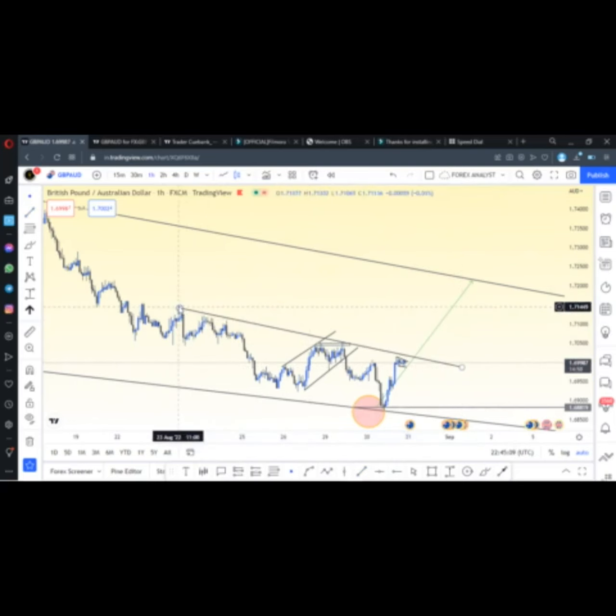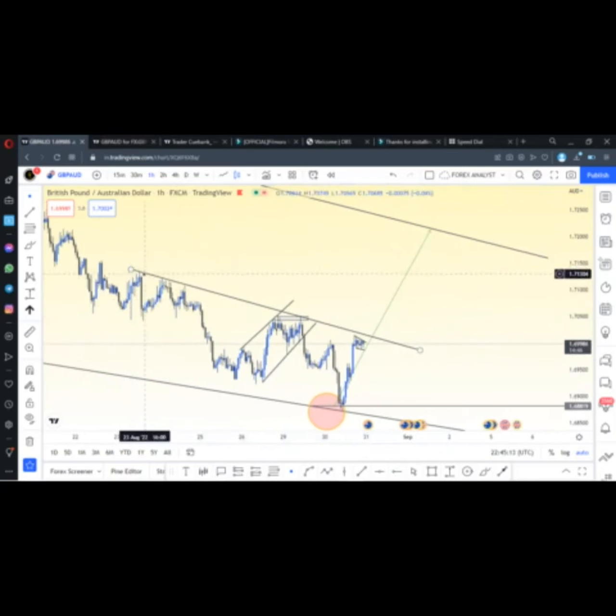Created a mini wedge, right? Did the same thing, created a reversal pattern. We got our first touch, our second touch, our third touch, right? And we got a mini double top here. We might pull back to this level right here before we look for further buys.